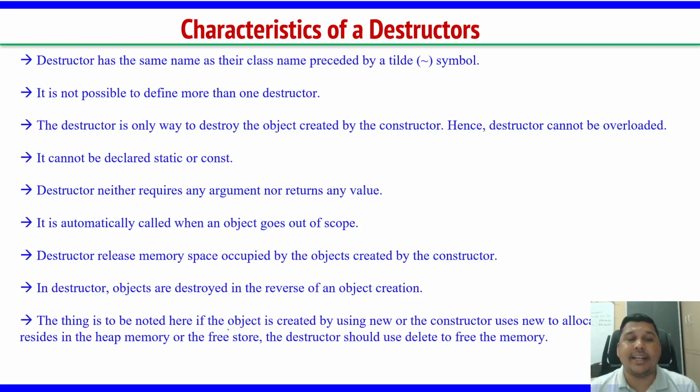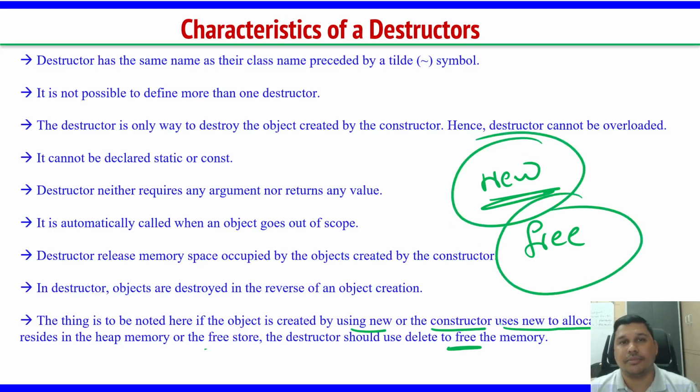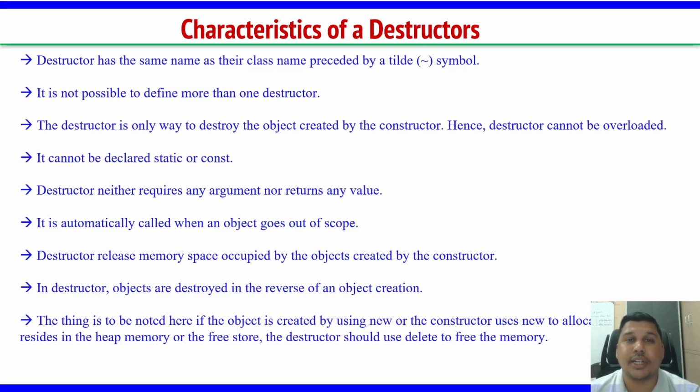See, the important point here is that if the object is created using new, or the constructor uses new to allocate memory, then we have to use the free function. If the new keyword was used to allocate memory, then definitely you have to use free. The default destructor will not work. Why? When you use new, you have to use free. If you are using a constructor, then use a destructor. That is the point here. So these are a few characteristics and important points about destructors.